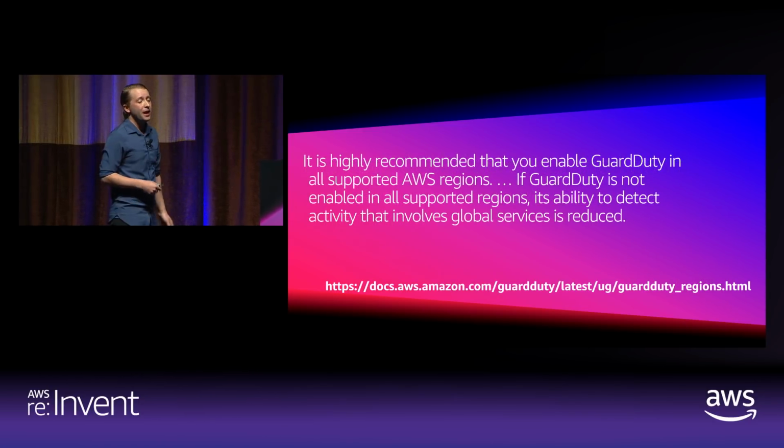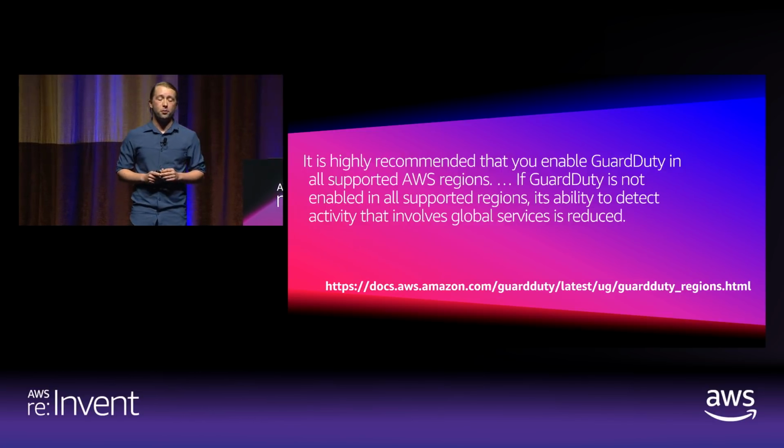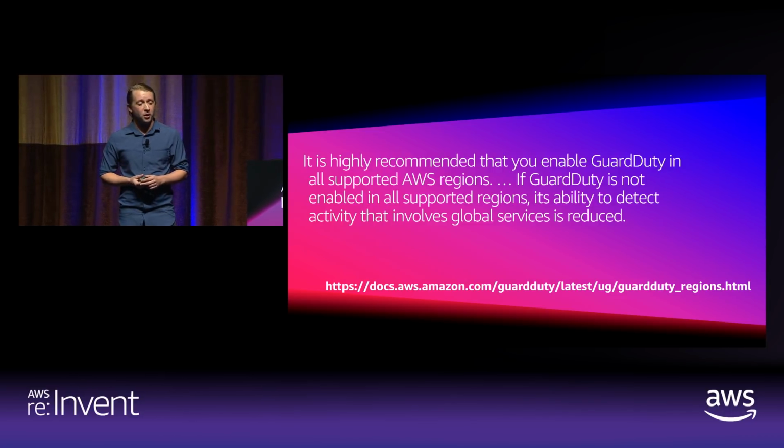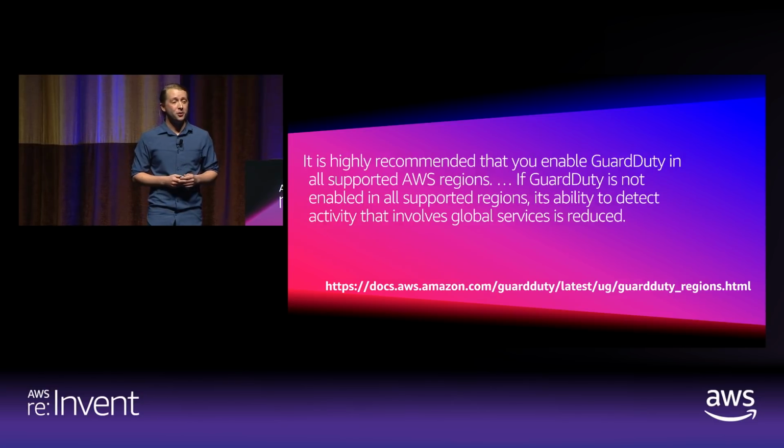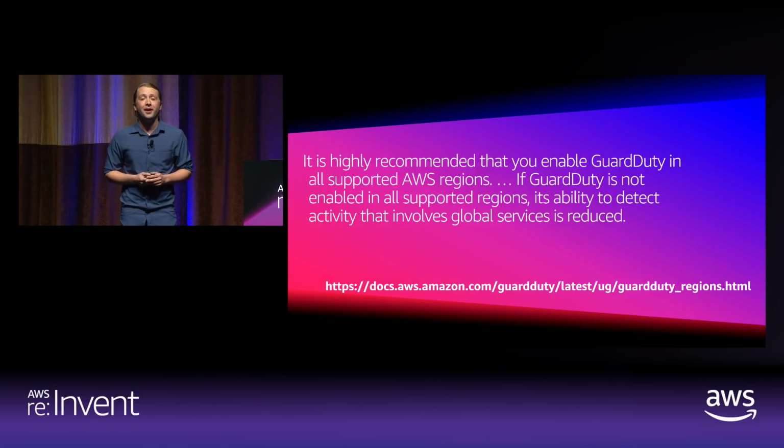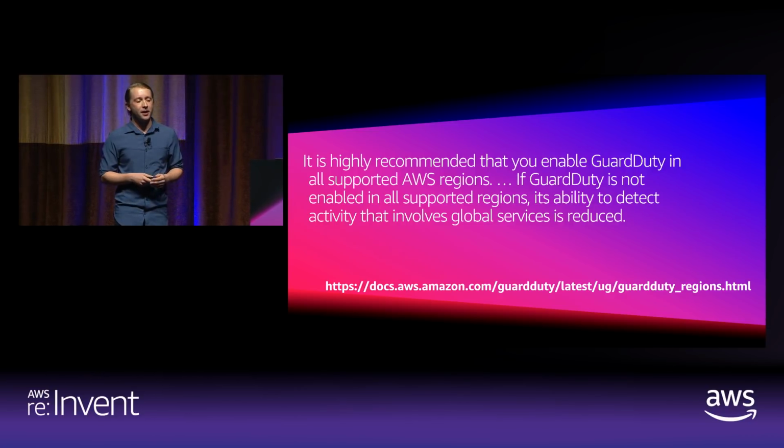This is a snippet from the AWS docs on GuardDuty. It's highly recommended that you enable GuardDuty in all supported AWS regions. I don't know about you, but I have no idea what region someone is going to launch a workload in, so the safest thing for me to do is just to make sure that it's always active in every region, and we know that GuardDuty only bills you for what you use. So if you turn GuardDuty on and there's no workloads there, that's just a nice safety check.